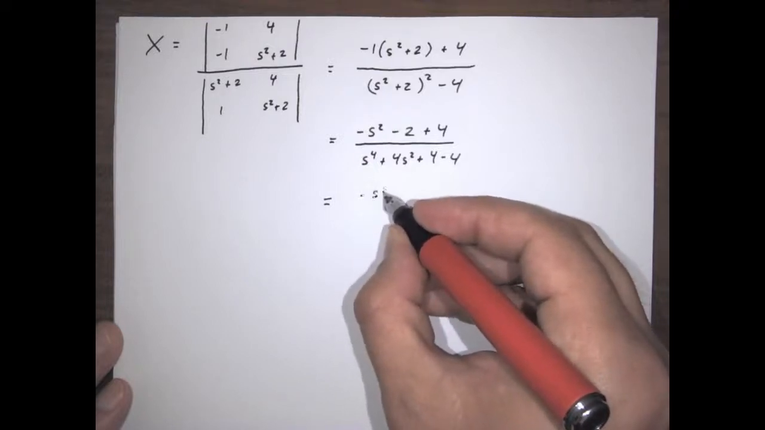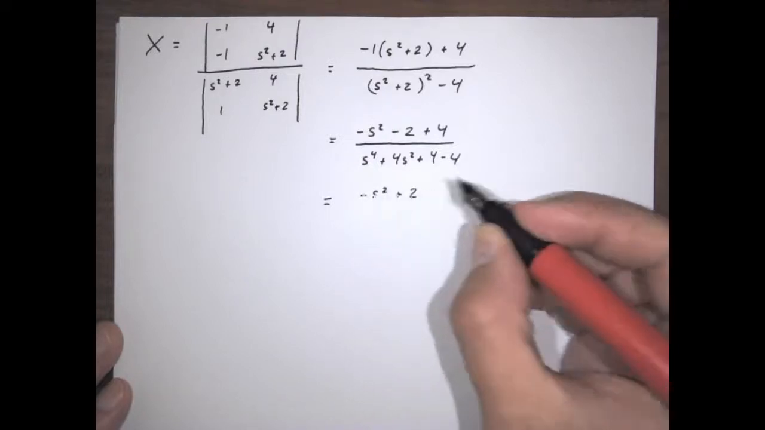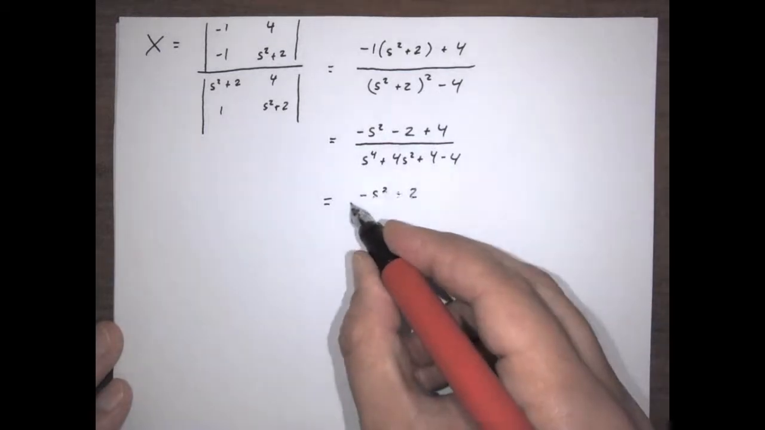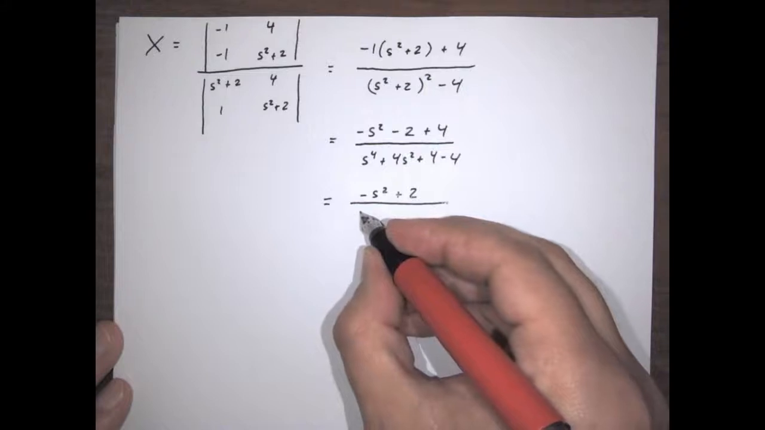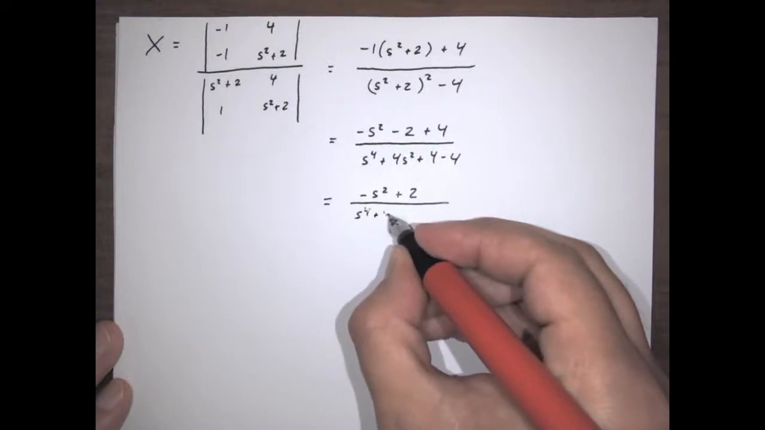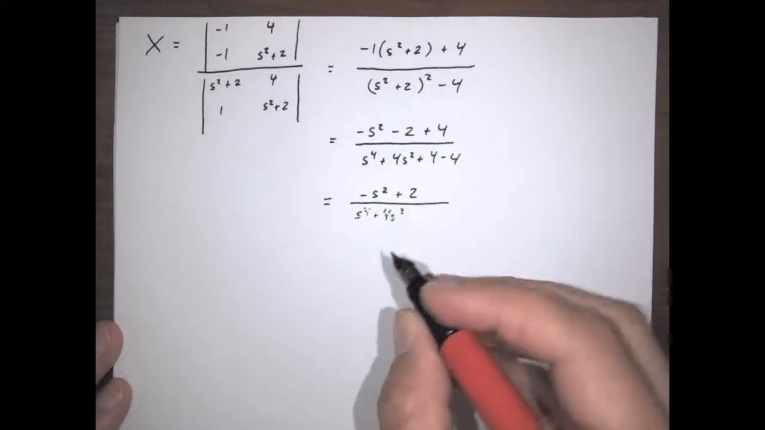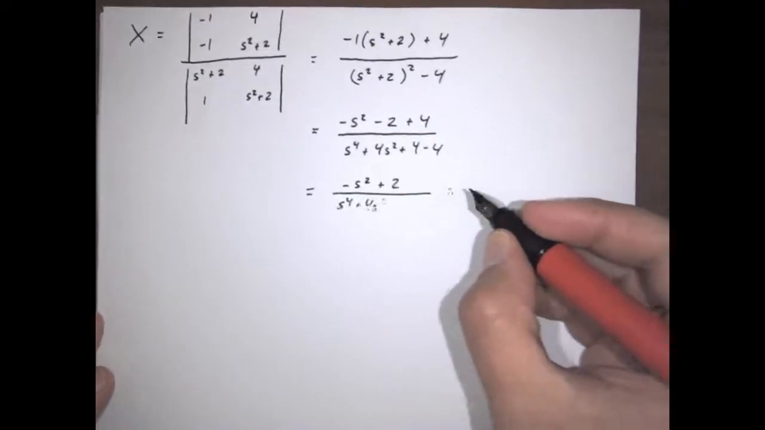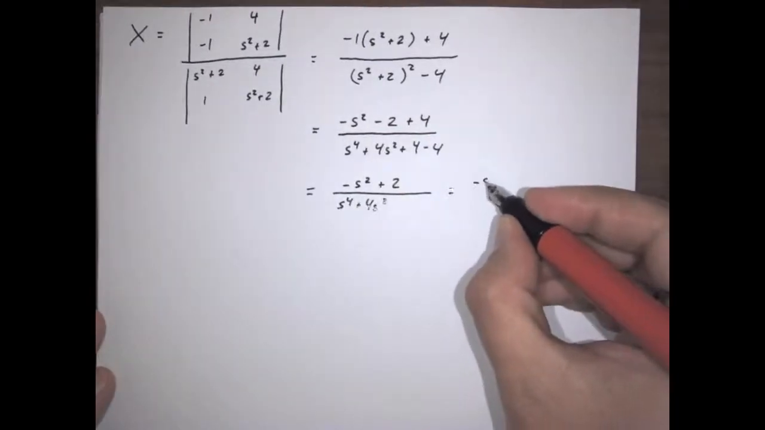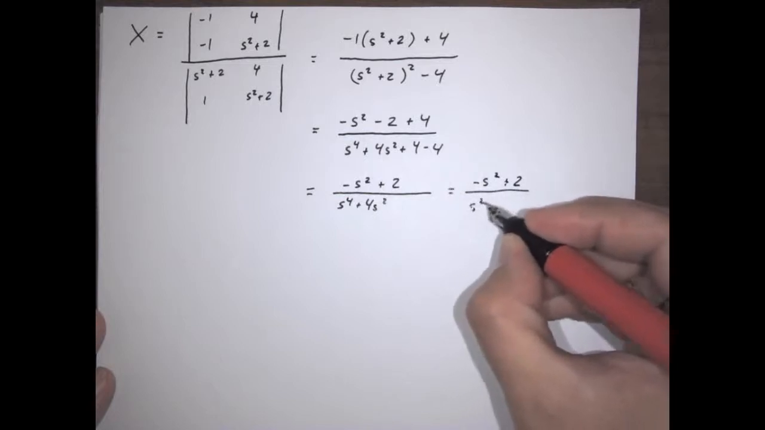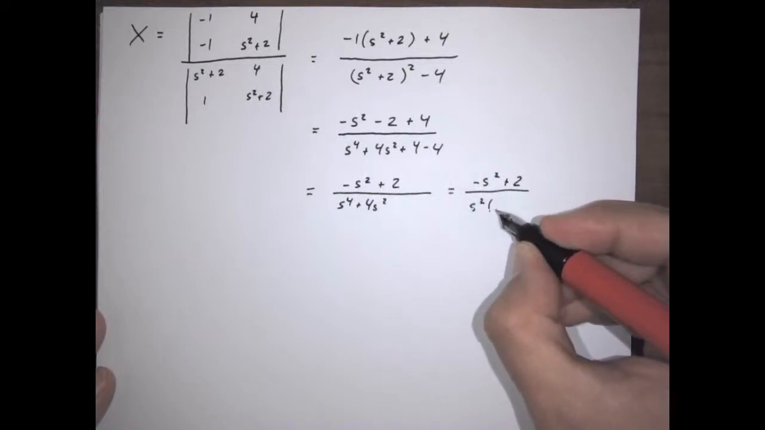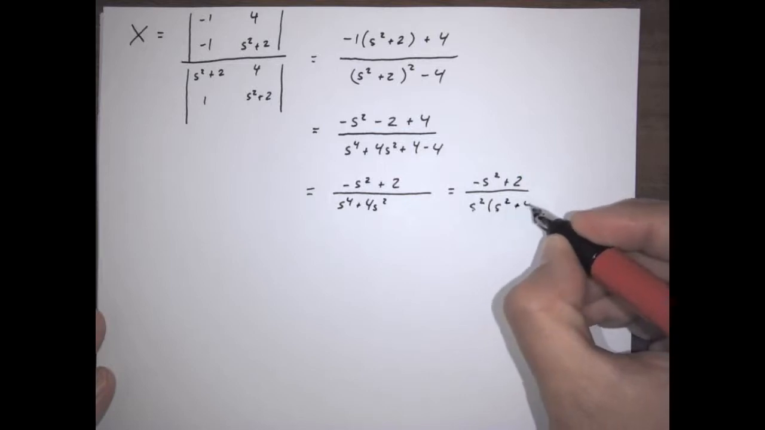Okay, so up here then, what we're going to be talking about is -s squared plus 2. So there's no minus 4s term. And downstairs, s to the 4th plus 4s squared, which we can then factor into s squared times s squared plus 4.